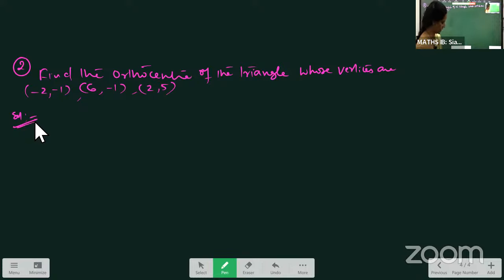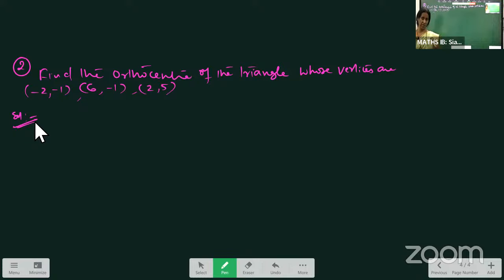Find the orthocenter of the triangle: minus 2 comma minus 1, 6 comma minus 1, 2 comma 5. Most of the students fail in orthocenter because for the circumcenter you are just finding the distance between 2 points. Most of the students are able to do that, but in orthocenter they find it difficult.